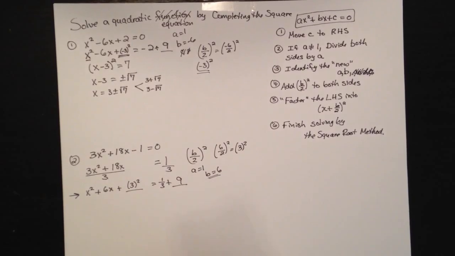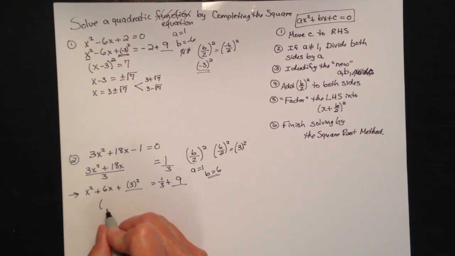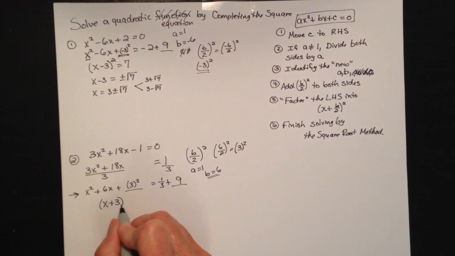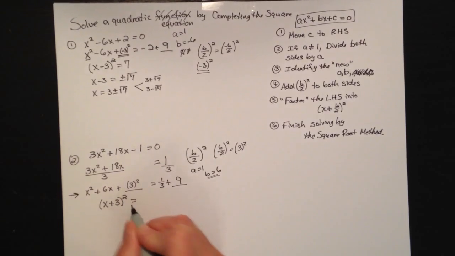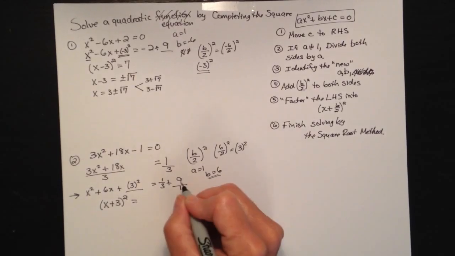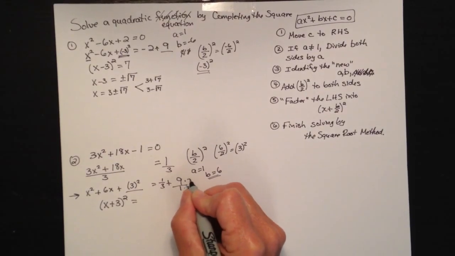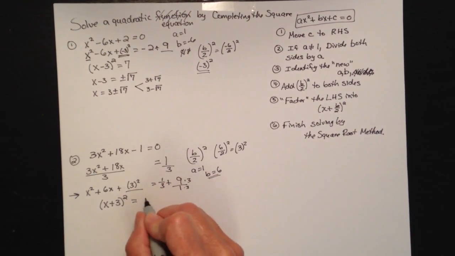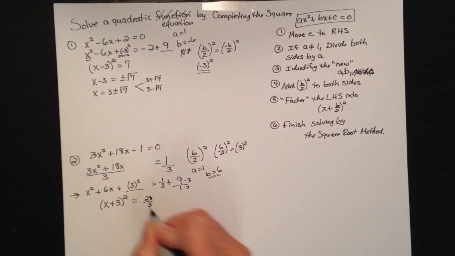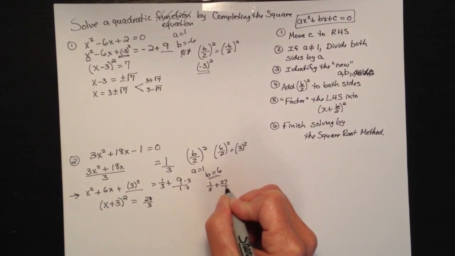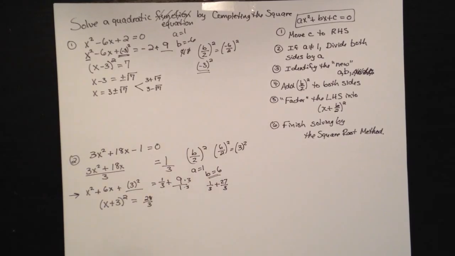I now need to rewrite or factor the left-hand side. This will factor into x plus 3, I have a positive 3, I write down positive 3. x plus 3 squared equals 1/3 plus 9. I'm going to think of this 9 as 9 over 1. I'm going to get a common denominator by multiplying the numerator and denominator by 3. This will be 27 plus 1, which is 28 over 3. 1/3 plus 27 over 3 gives you 28 over 3.